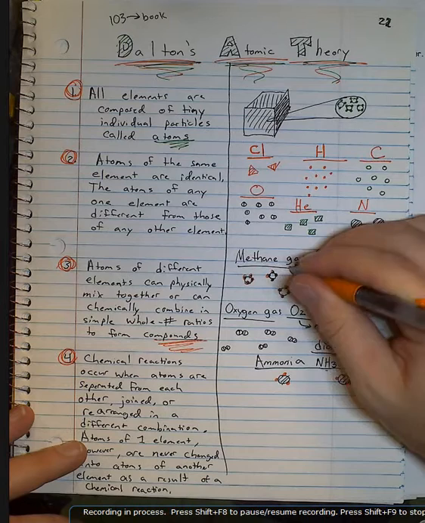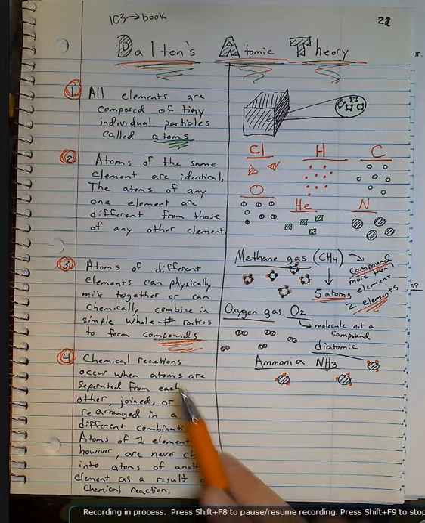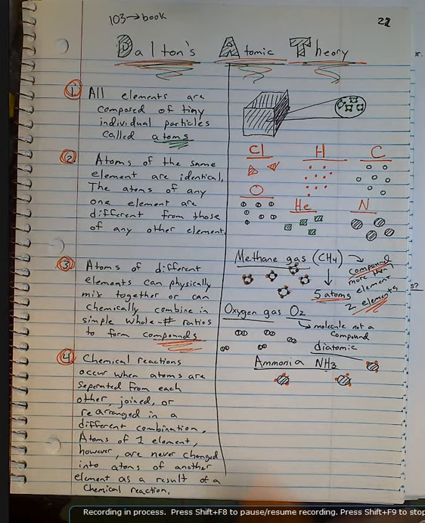Okay. So, let's look at rule four. Chemical reactions occur when atoms are separated from each other, joined, or rearranged in a different combination. Atoms of one element, however, are never changed into atoms of other elements as a result of a chemical reaction. Okay? So we're going to write our first chemical formula. We're going to take ammonia, combine it with hydrochloric acid, and make ammonium chloride.